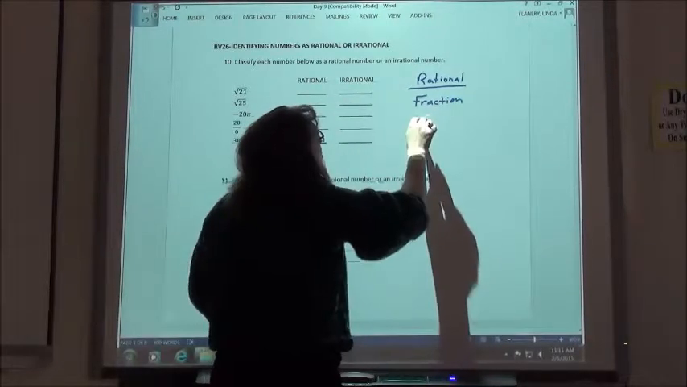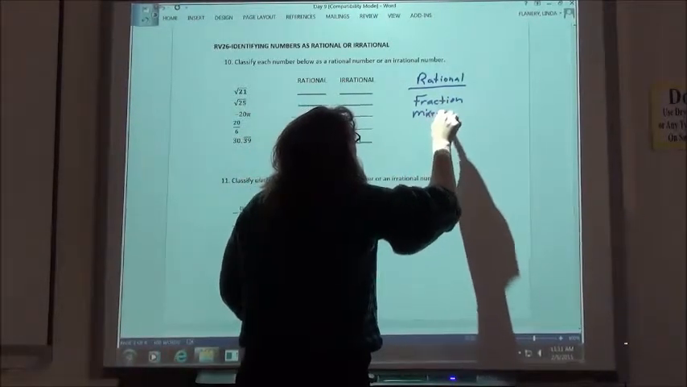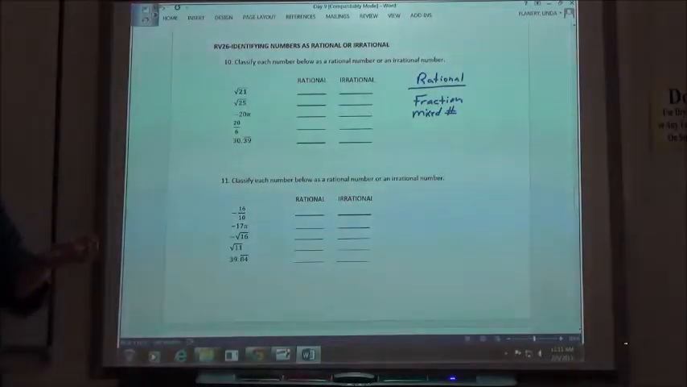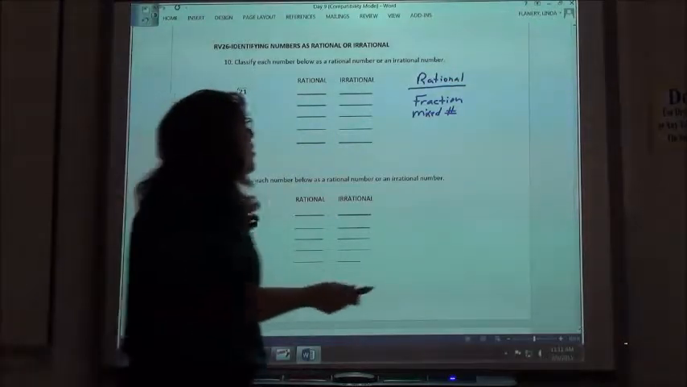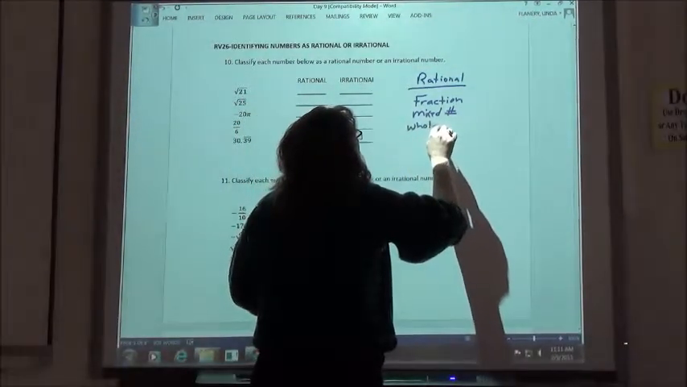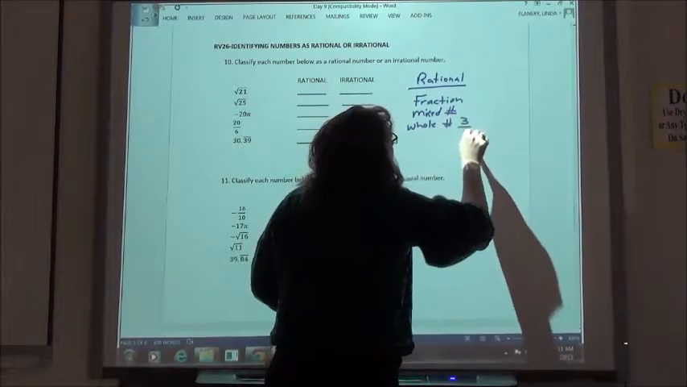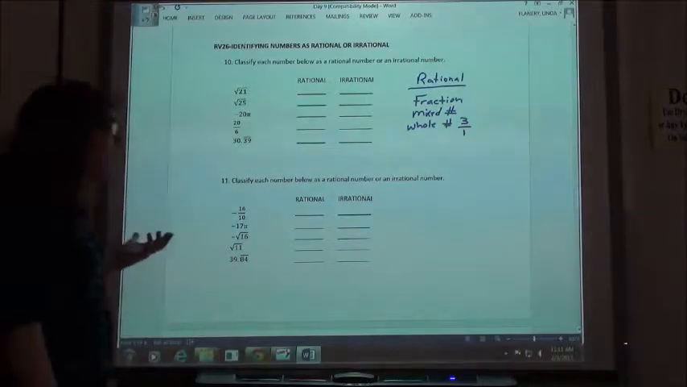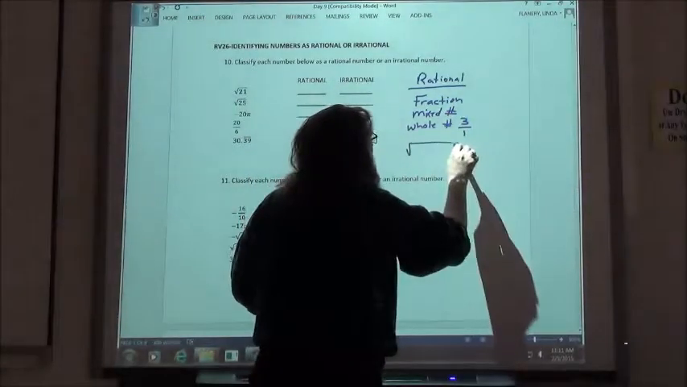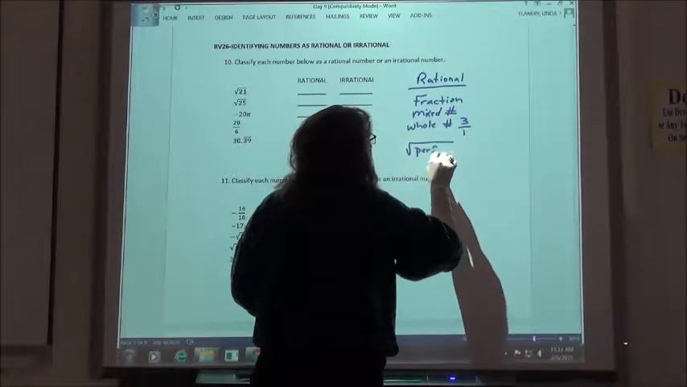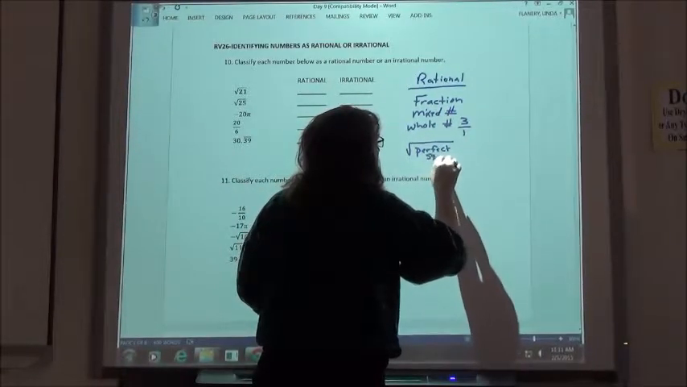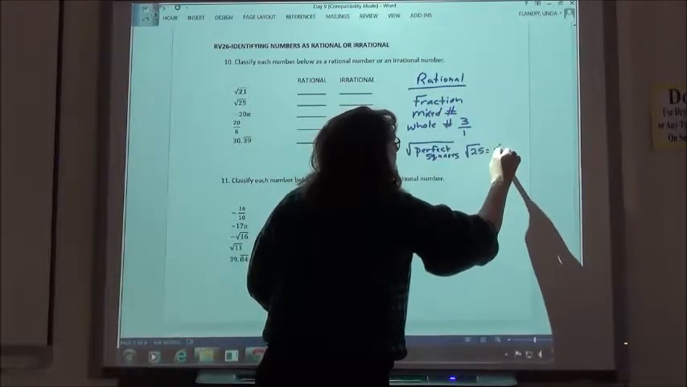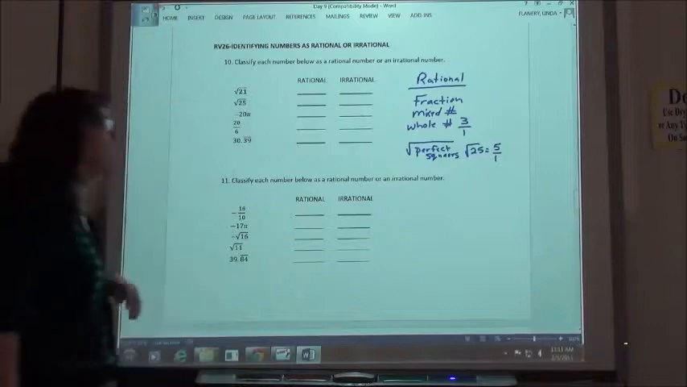Well, if I can count fractions, I can also count mixed numbers, right? If I have 1 1/3, I can change that to 4/3, into a fraction. I can also count my whole numbers. If I have 3, I can put it as 3 over 1. I made it into a fraction. Well, if I can count my whole numbers, I can count things that are square roots that are perfect squares. The square root of 25 is 5, and I can then put it over 1 and make it into a fraction.